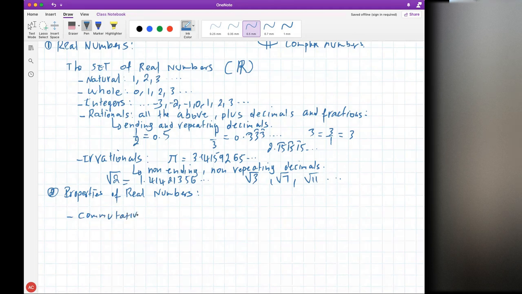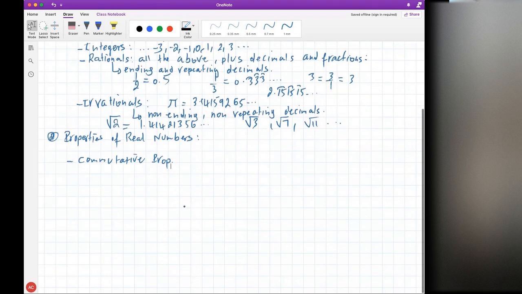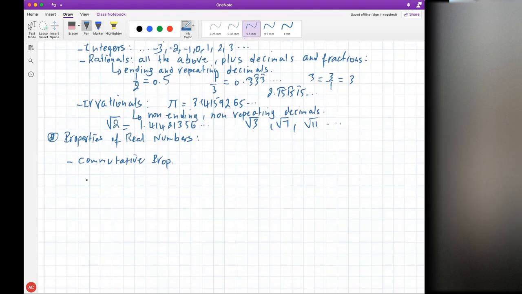Commutative property. So it's a simple property. All it means is that when you add, for example, two numbers, 5 and 2, we can say either 5 plus 2 or 2 plus 5. That's basically the same thing. So even when you switch the order of the numbers, the result is still the same. That's 7. So that's called the commutative property.